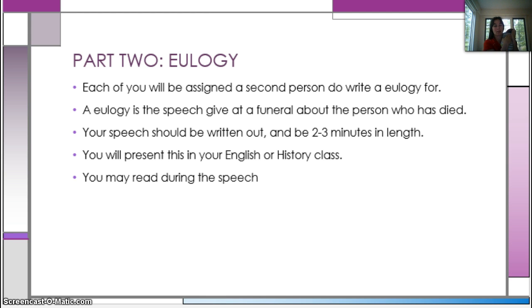Please, please, please take this project seriously. It is going to be worth 2 test grades. And if you do not do it, you get these project points deducted. It is 20 project points. Some of you I know already have 110, but if you do not do a required assignment, those points get deducted. This is a big project.